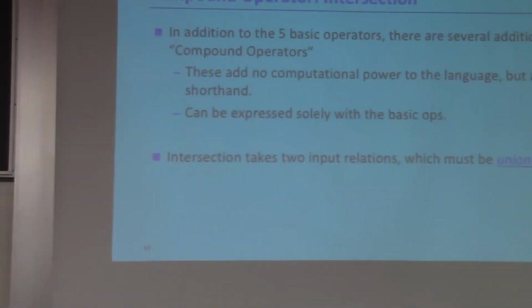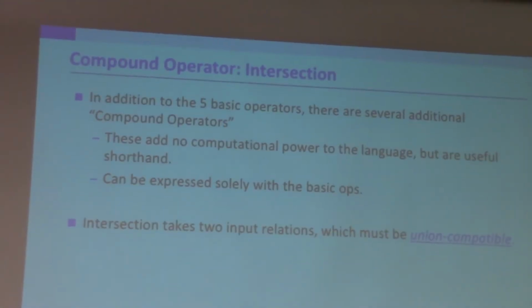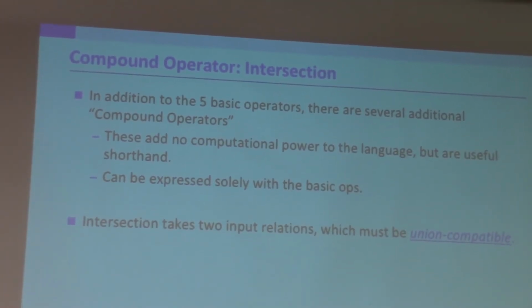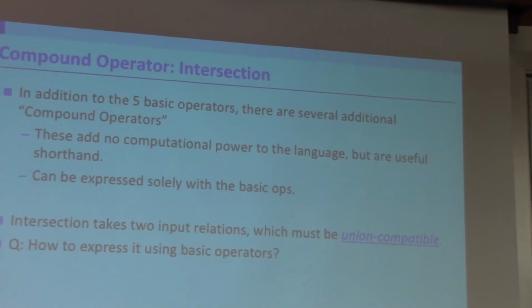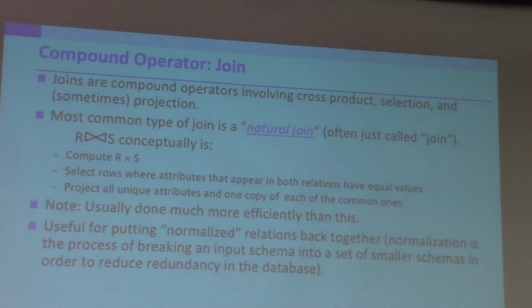So for the intersection also, the sets have to be union compatible. By union compatible, we mean that the schema should be the same for both relations, right? And this is already what we have covered. So 31 and 58 are the ones that are in both sets. Now let's come to the join operator. So we can also express this join operator with the basic operators, and let me show you.